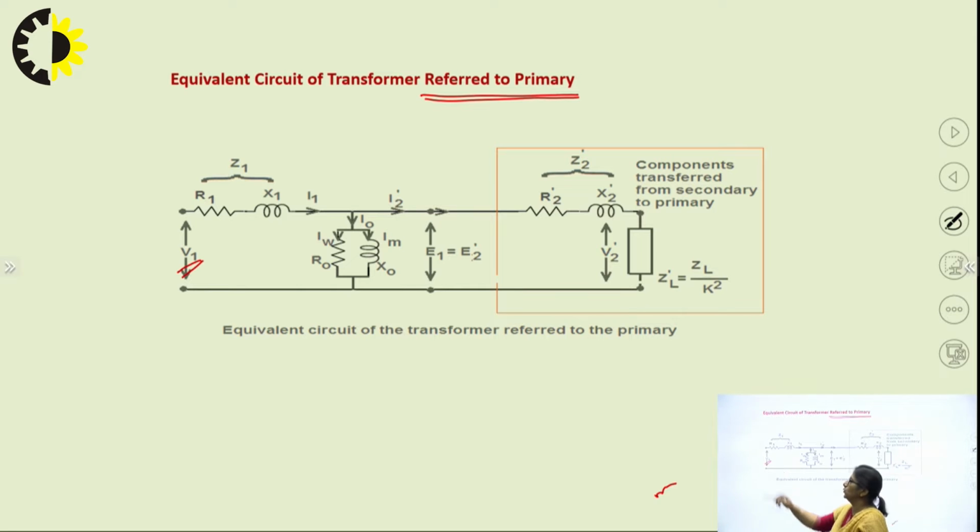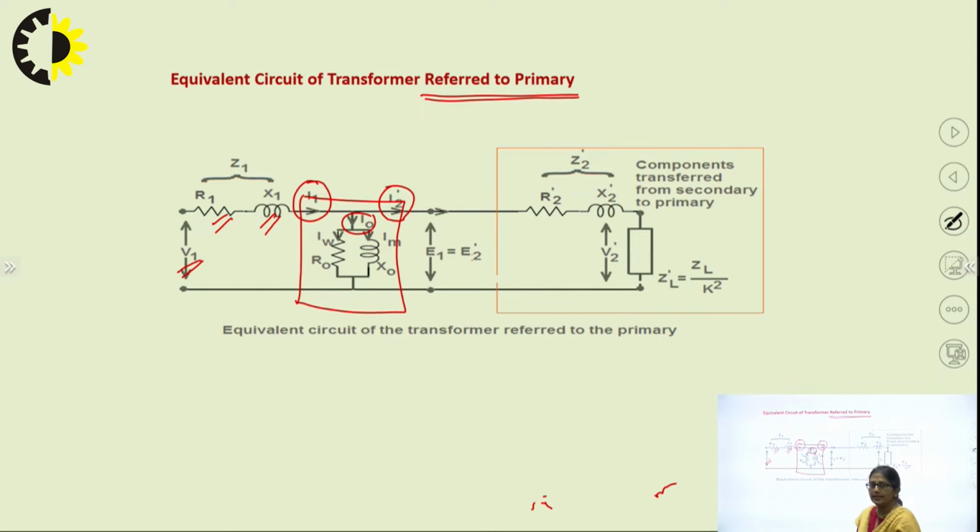The primary voltage V1, the primary current I1, which is once again the phasor sum of I0 and I2 dash, it is as it is. Primary resistance R1, leakage reactance of the primary X1, it is as it is. The no load circuit is also as it is, having two components: the magnetizing current flowing in the reactance X0, and the working current flowing in the resistance R0.